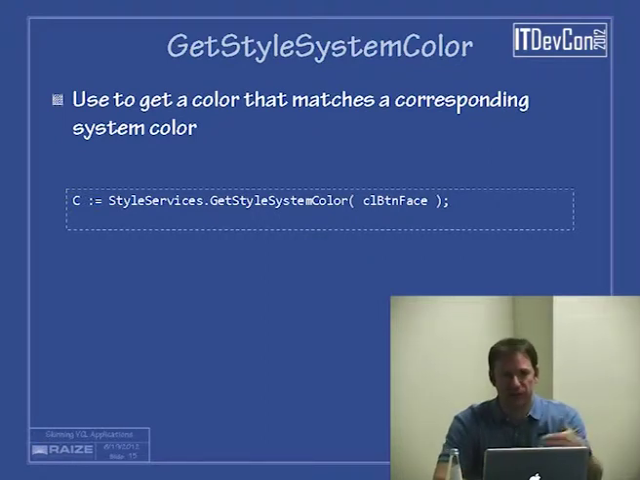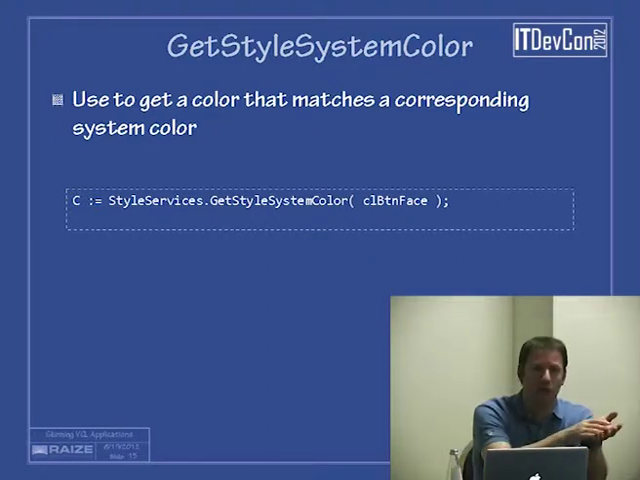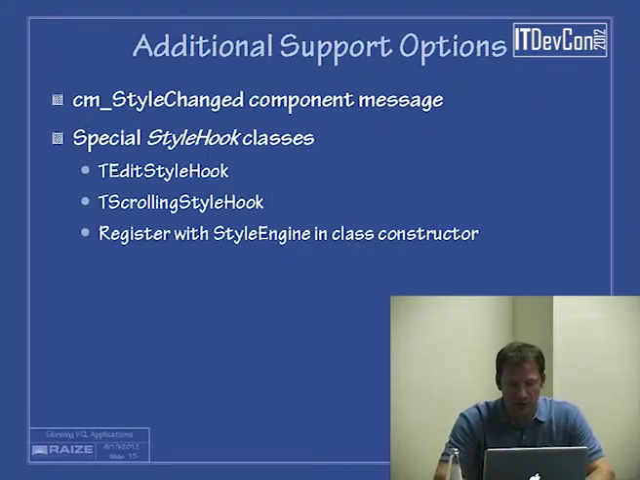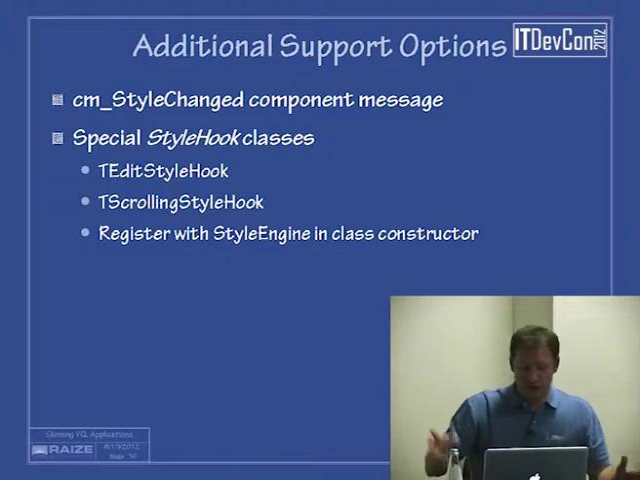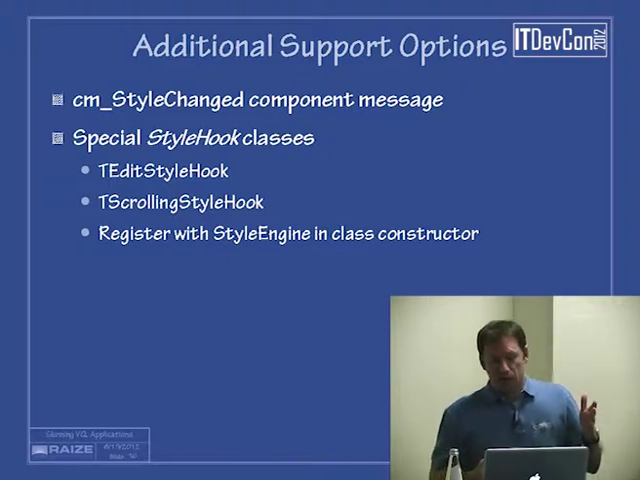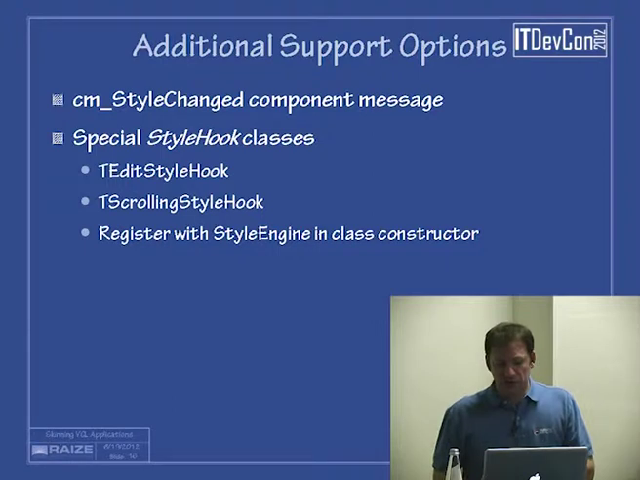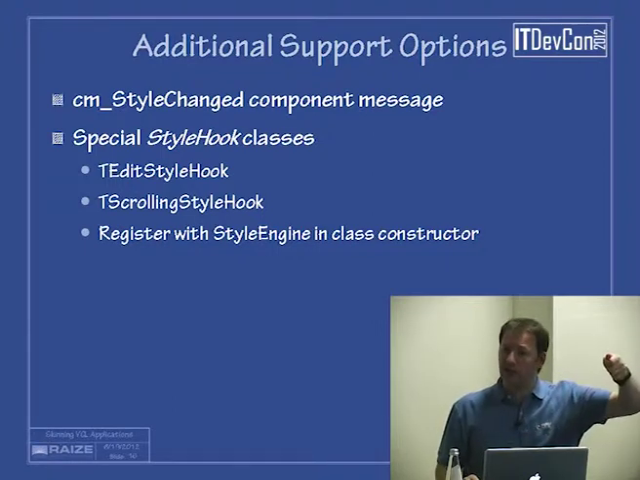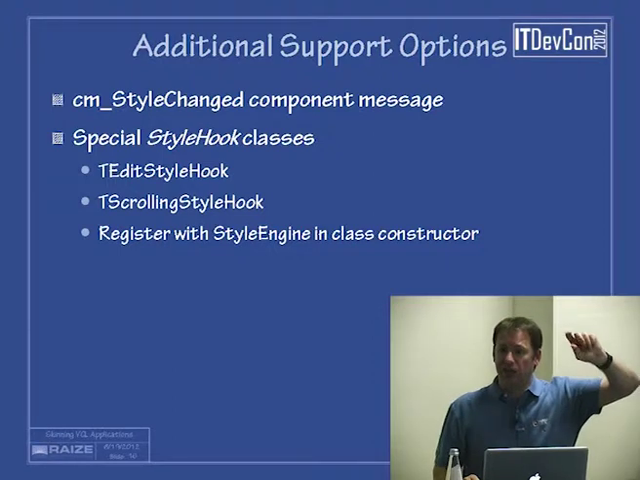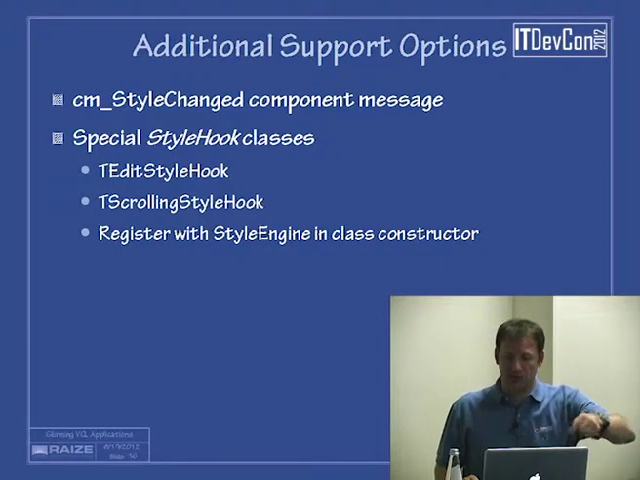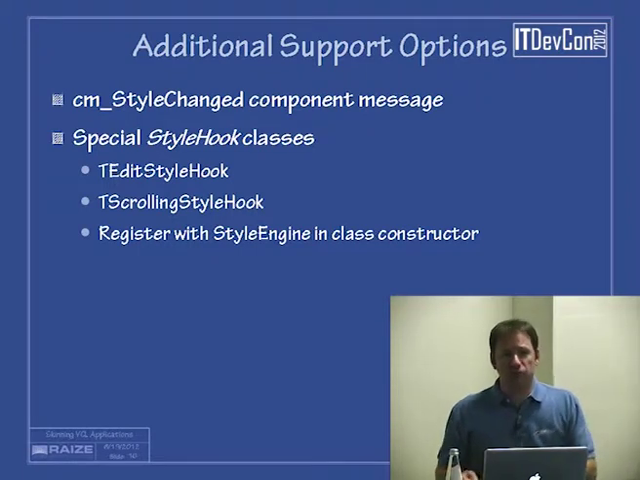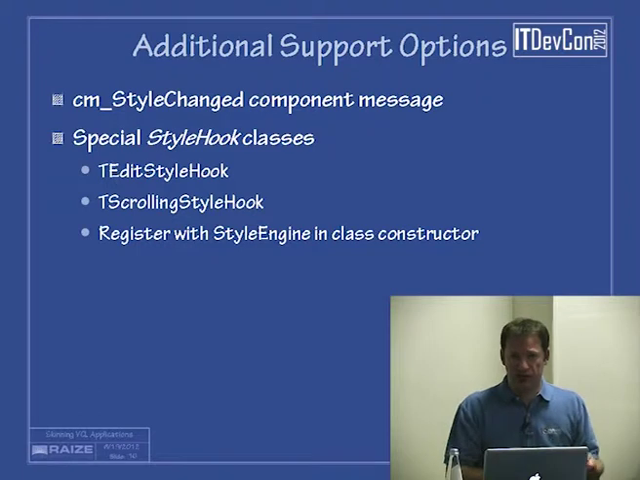Now we will use that C color to do all of our drawing in our owner draw list boxes and so forth. A couple other notes. There's a new component message called CMStyleChanged. Whenever we do a set style dynamically, this message gets sent to all of your controls. So if you needed to do something in response to that, this is your entry point.